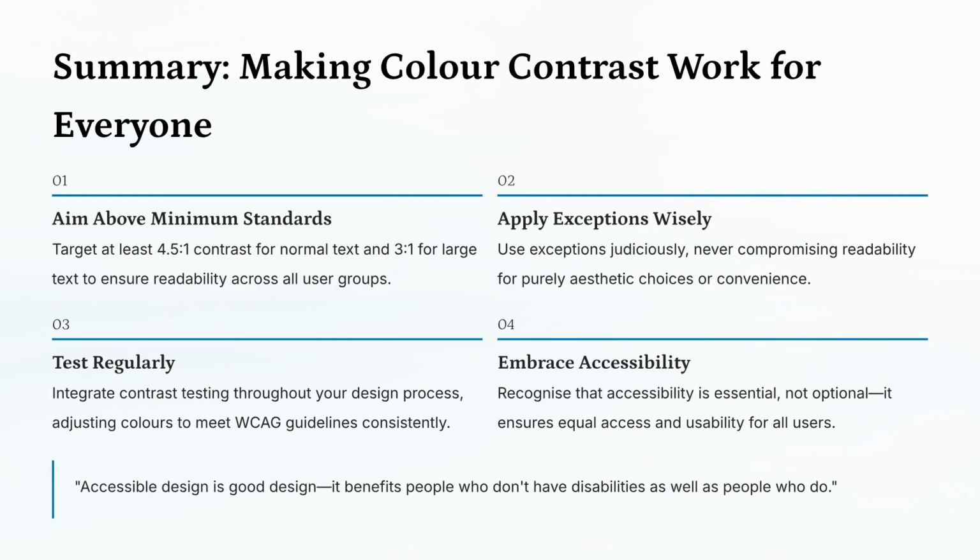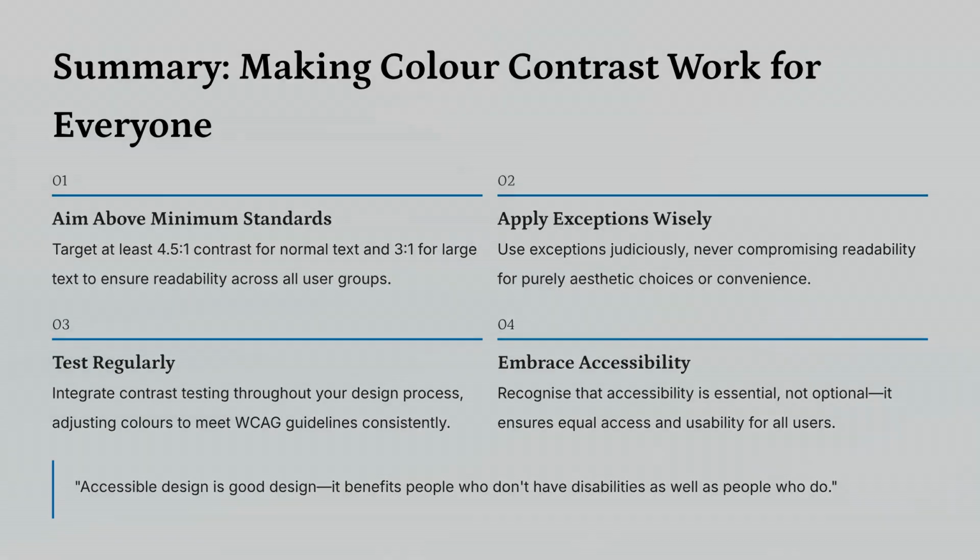To summarize, aim for a minimum of 4.5:1 contrast for normal text and 3:1 for large text. Use exceptions wisely and test regularly throughout the design process. Embrace accessibility, recognizing that it is essential for equal access and usability for all users.